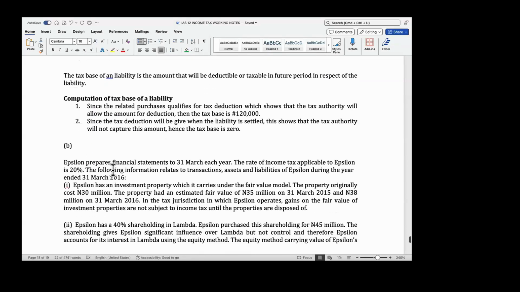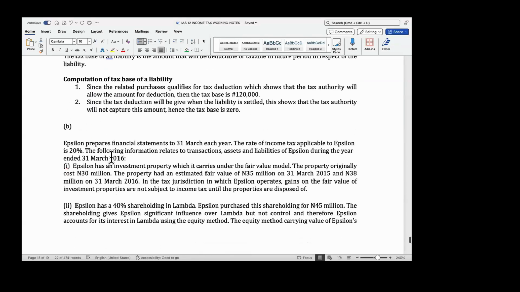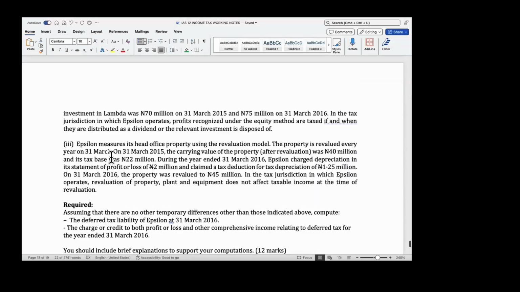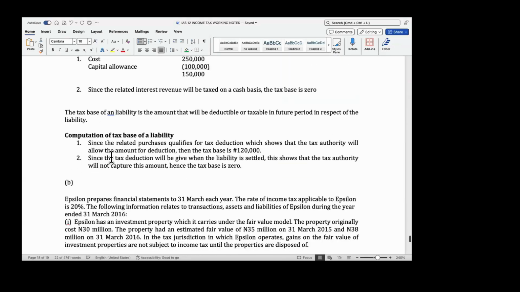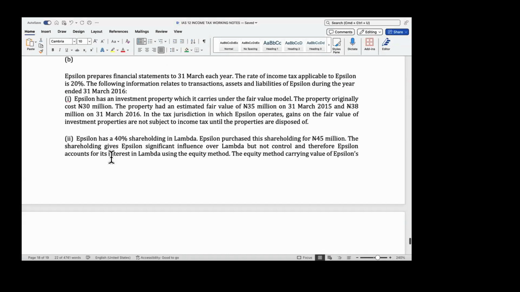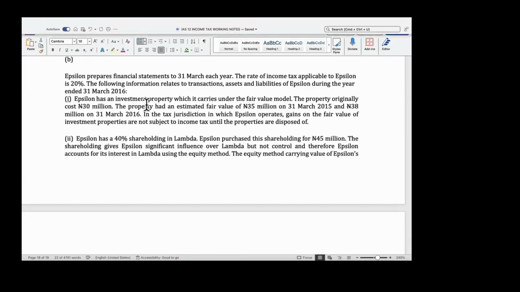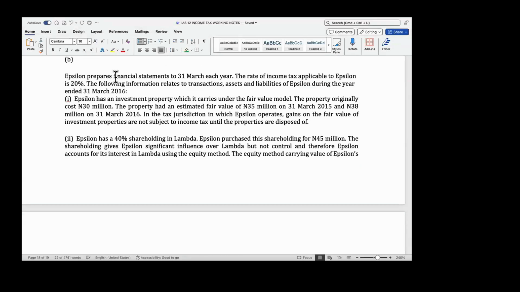Okay, can you hear me again? So let's go to the second part of the question, which is the B part. This one says that Epsilon prepares financial statements to 31st March each year. The rate of income tax applicable to Epsilon is 20%. Okay, this one gives us the tax rate.